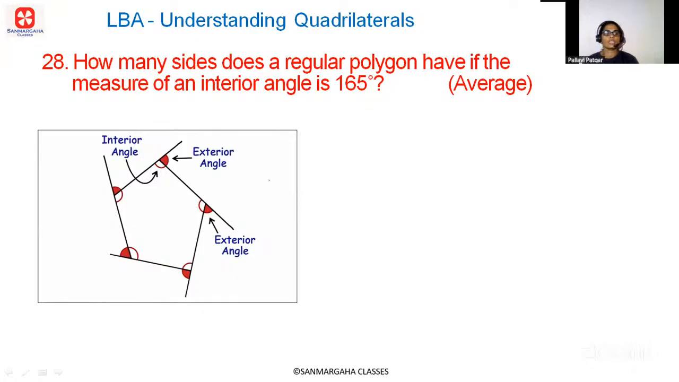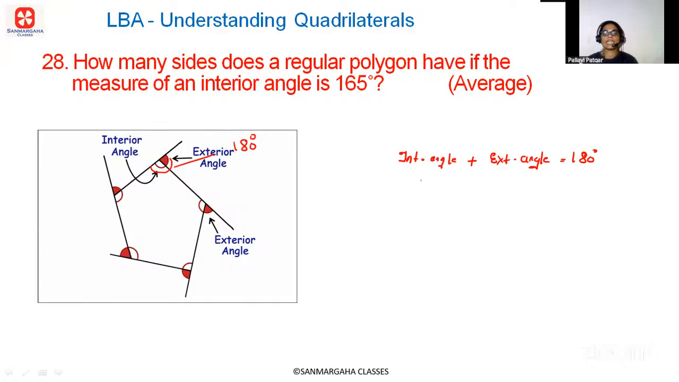Understanding quadrilaterals. In this chapter, look at the question number 28. How many sides does a regular polygon have if the measure of an interior angle is 165 degree? Okay. So for any polygon, the interior angle and exterior angle, their sum is equal to 180 degree because they form a linear pair.